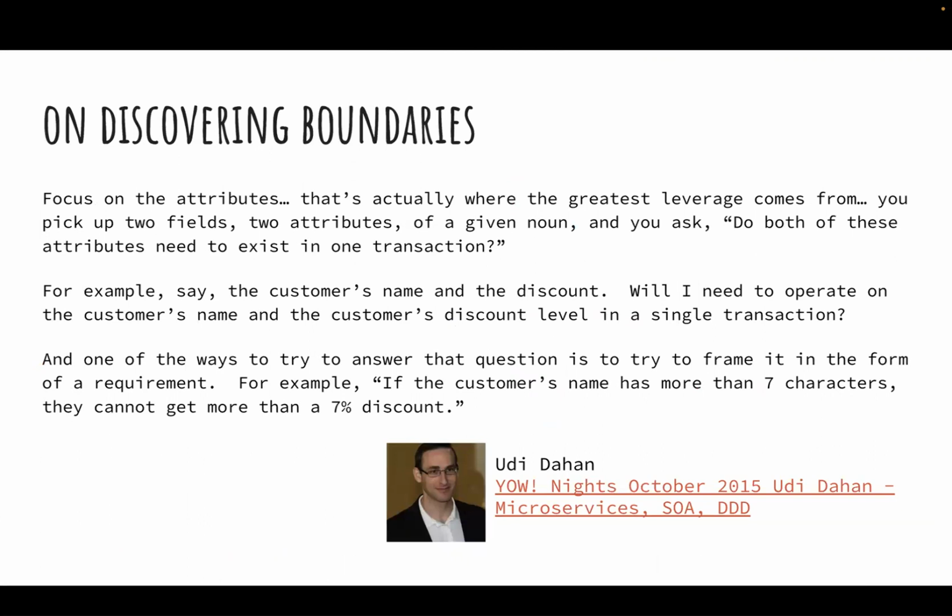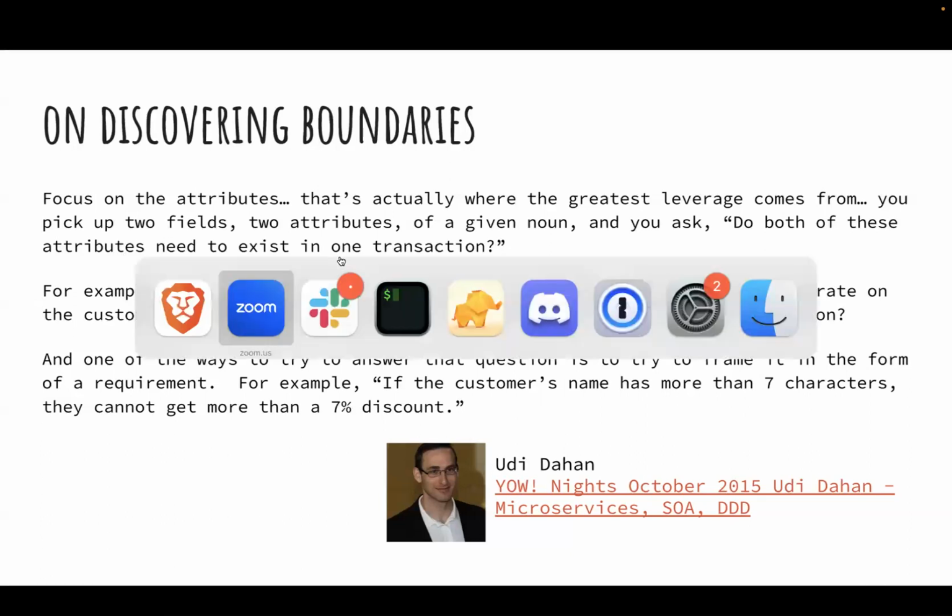Focus on the attributes. That's actually where the greatest leverage comes from. You pick up two fields, two attributes with a given noun, and you ask, do both of these attributes need to exist in one transaction? For example, say the customer's name and the discount. Will I need to operate on the customer's name and the customer's discount level in a single transaction? One of the ways to try to answer that question is to frame it in the form of a requirement. For example, if the customer's name has more than 7 characters, they cannot get more than a 7% discount. Udi Dahan.